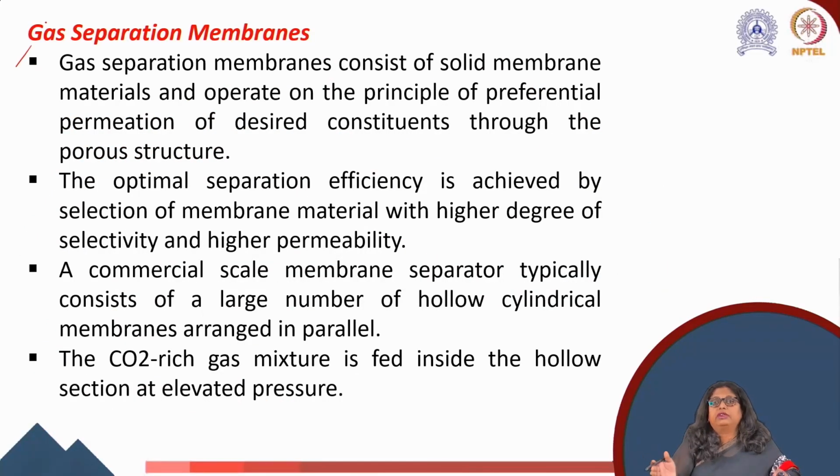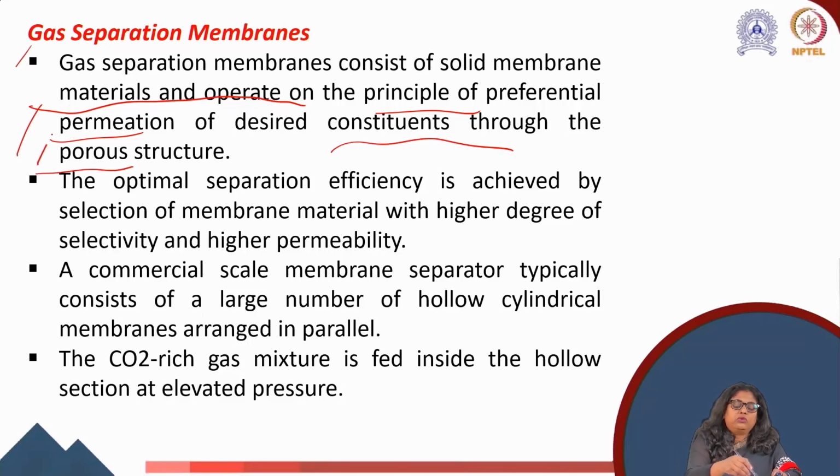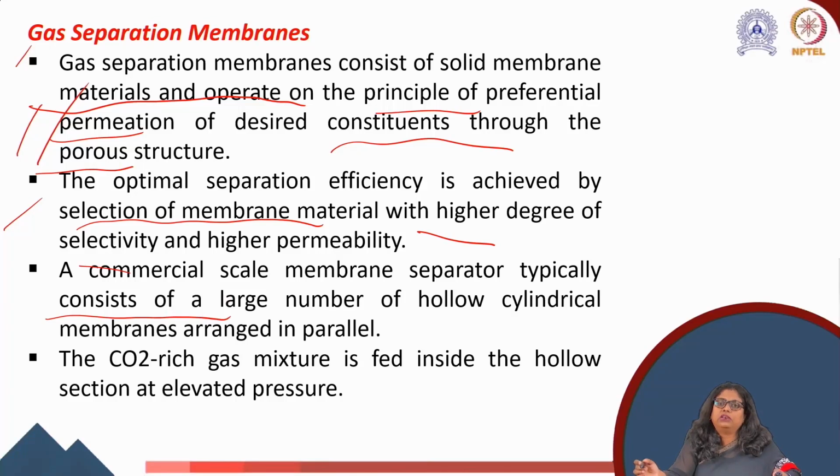Moving on to the first one, the gas separation membrane. It consists of solid membrane material and operates on the principle of preferential permeation of the desired constituent through the porous structure, allowing some constituents to pass through the membrane surface. Optimal separation efficiency is achieved by selecting a membrane material with a higher degree of selectivity and higher permeability. A commercial scale membrane separator typically consists of a large number of hollow cylindrical membranes arranged in parallel.